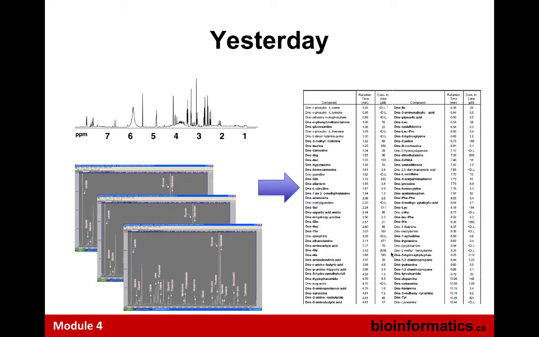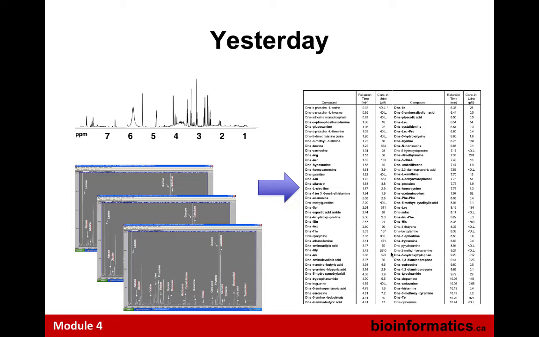Yesterday we mainly focused on the analytical part, the different instruments, collecting the spectra, and using different databases to identify and quantify the compounds. From that, we get a table of metabolites with their concentrations. If you're doing untargeted analysis, you probably just get a list of peaks identified by their retention time or mass and the peak intensity, which is usually the standard output from XCMS Online.